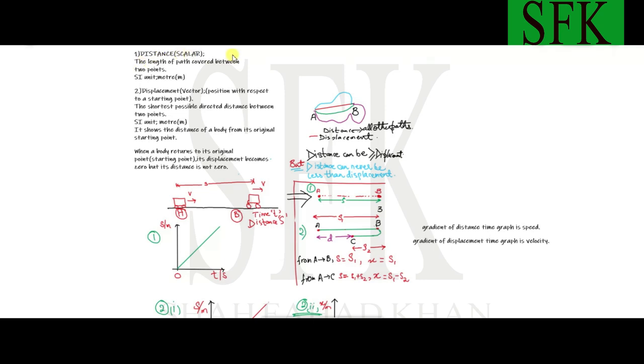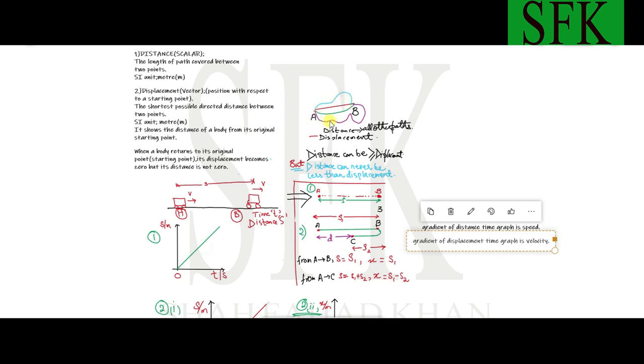Okay, so distance, what's the definition of a distance? So distance is basically the length of the path covered between any 2 points. Its SI unit is meter. So let's say we have these 2 points A and B, and any path that is covered, the blue path, if I have some particle and it travels from A to B following the blue path, then the length of this blue path would be its distance.